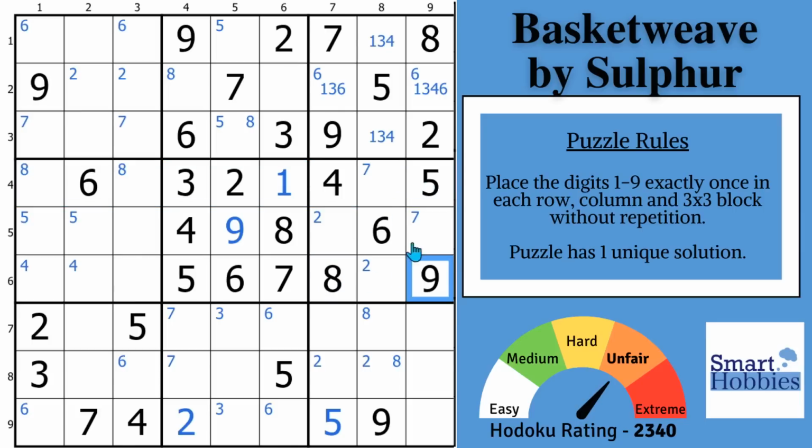You might notice an 8 and 9 both look at this cell, and the 9 looks at this cell. So you can solve all 3, because this has to be your 7. The only place the 9 goes right there means that has to be your 8.